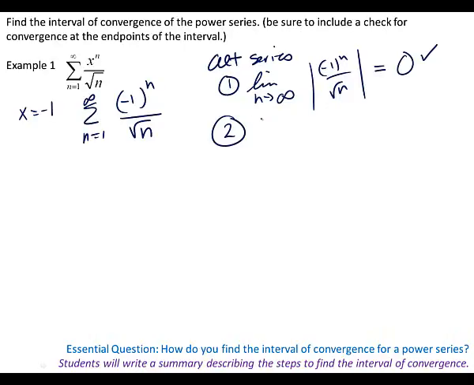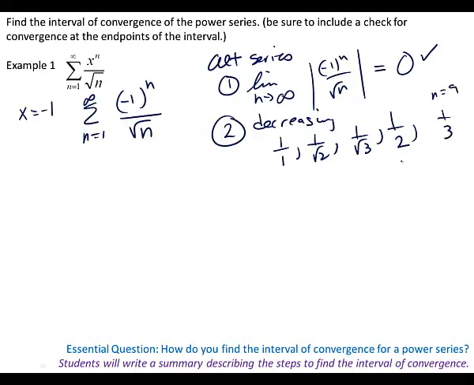The second thing I need to check for is decreasing terms, right? So to do that, I just start plugging numbers into this. I plug in a 1, and remember plugging into the absolute value of it, I would get 1 over 1. Plug in a 2, I get 1 over square root of 2, 1 over square root of 3, 1 over square root of 4, which is 1/2. What if I put in n equal to 9, I would get 1 over 3. Is it going down? Yes, so it is decreasing. So we know that this one then what? It converges. So I know that that is actually included in the interval of convergence.